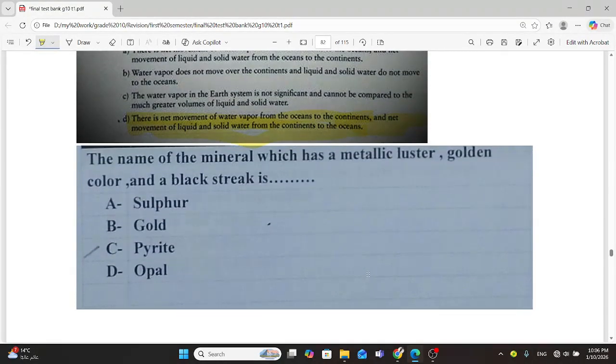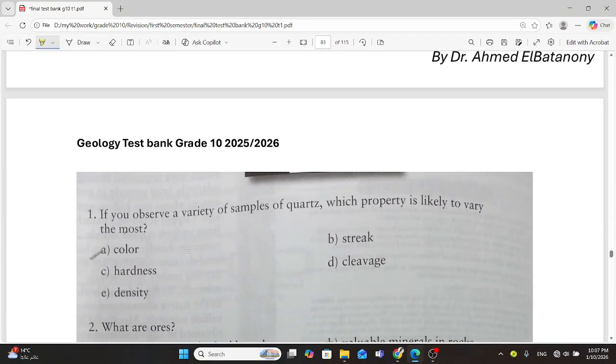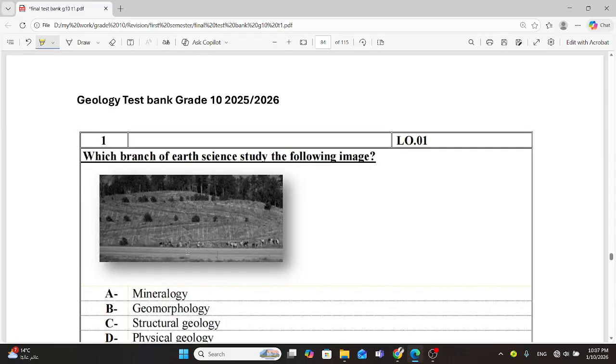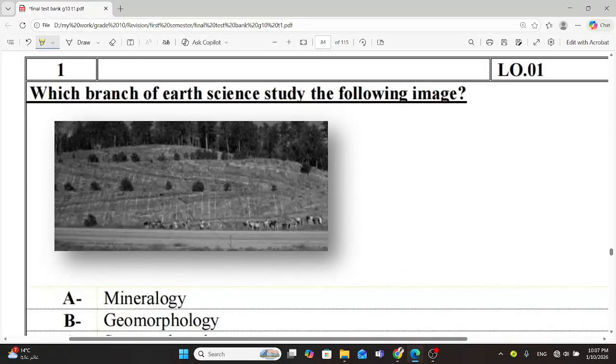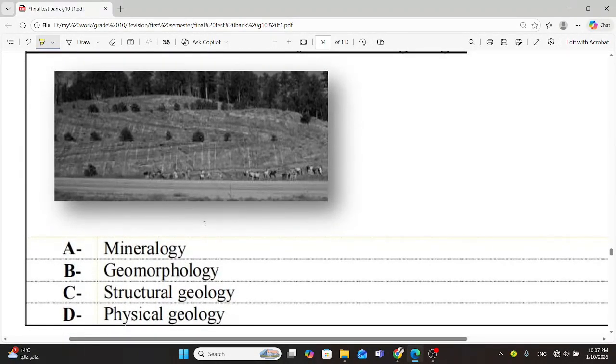Okay. The name of the mineral which has a metallic luster, golden color and black streak is pyrite, I think. We're tired of this question. If you observe a variety of quartz. Okay, let's start. Which branch of earth science studies the following image? It came in an exam before. Here we find a fault and a road. He is studying structural geology.